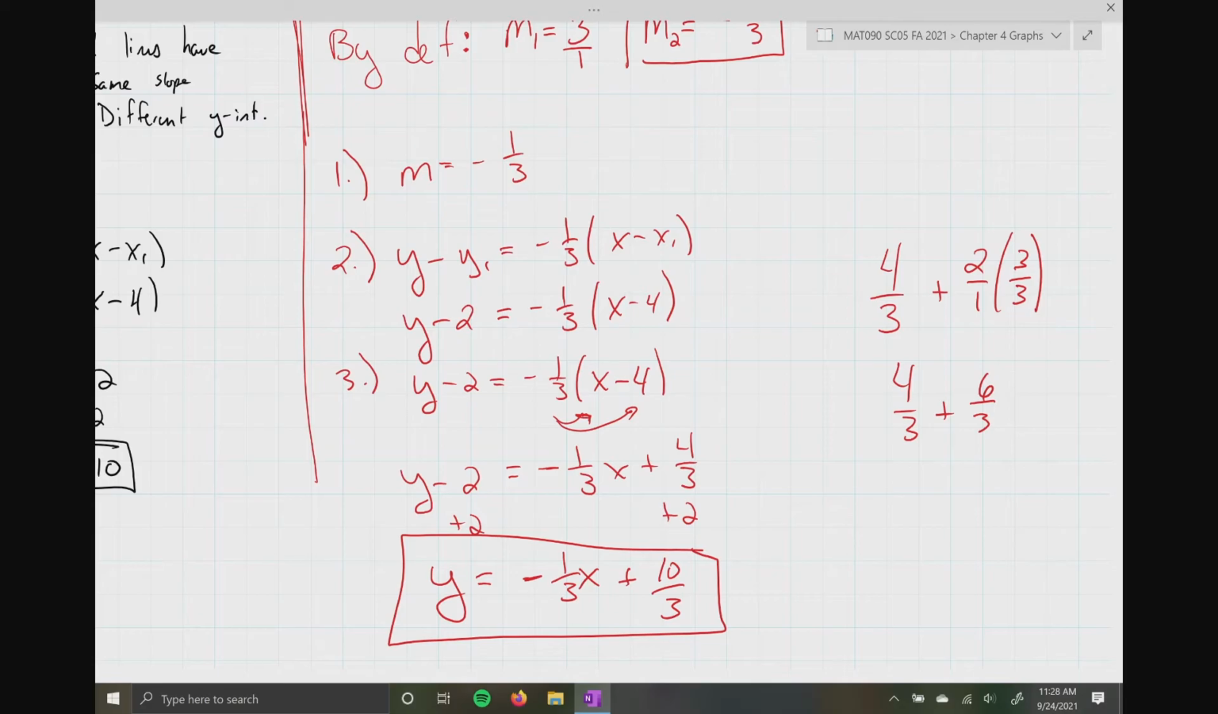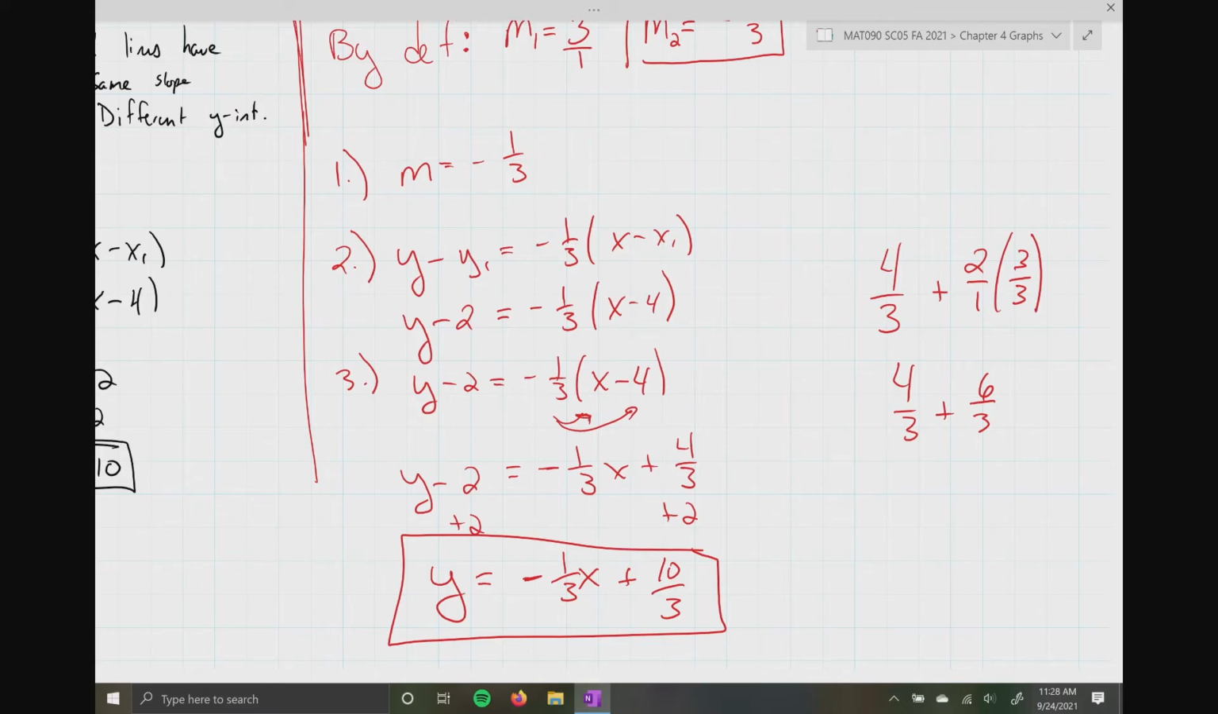Let me get rid of my parallel line. And let's type in y equals, what was it, negative 1/3 x plus 10 over 3. Well, I don't know about you, but that looks like a right angle to me, a 90-degree angle. Would you agree?